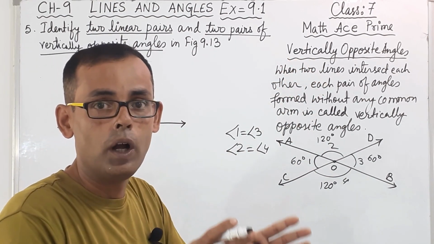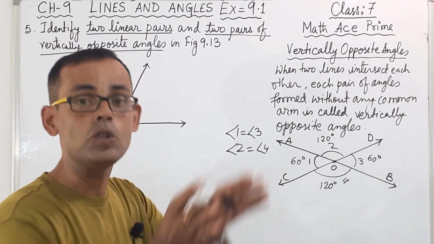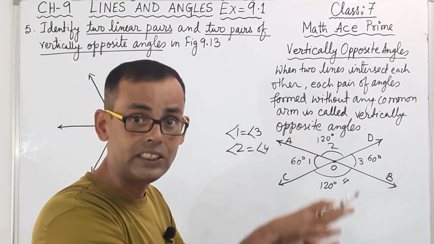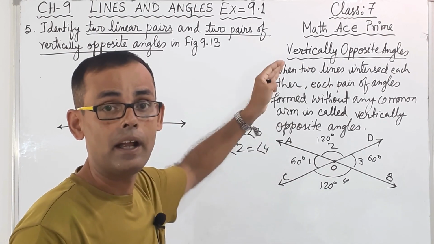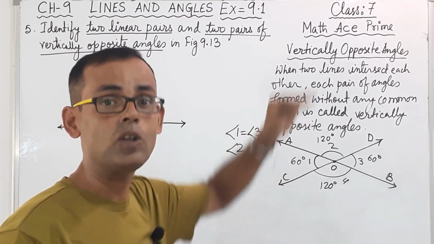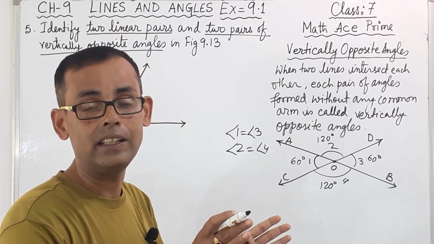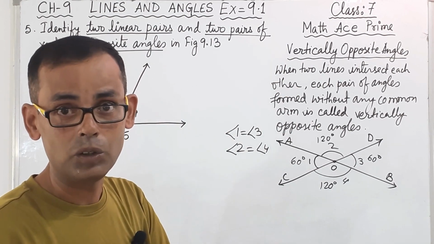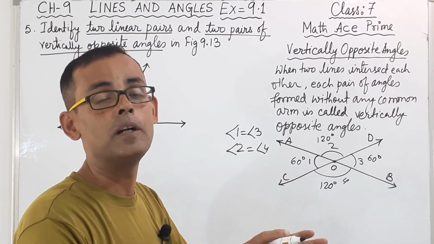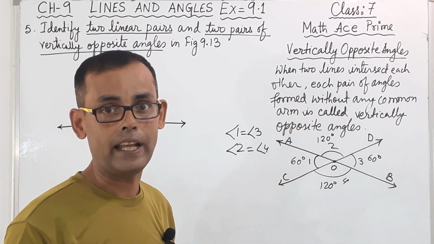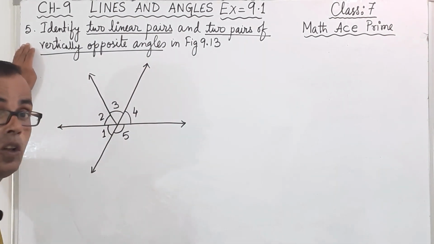And when you understand linear pair, that means you are understanding the adjacent angles also, because linear pair is a part of the adjacent angle. Okay, so all the adjacent angles are not linear pairs. Okay, but all the linear pairs are what? Adjacent angles. Now we will try to solve this sum.